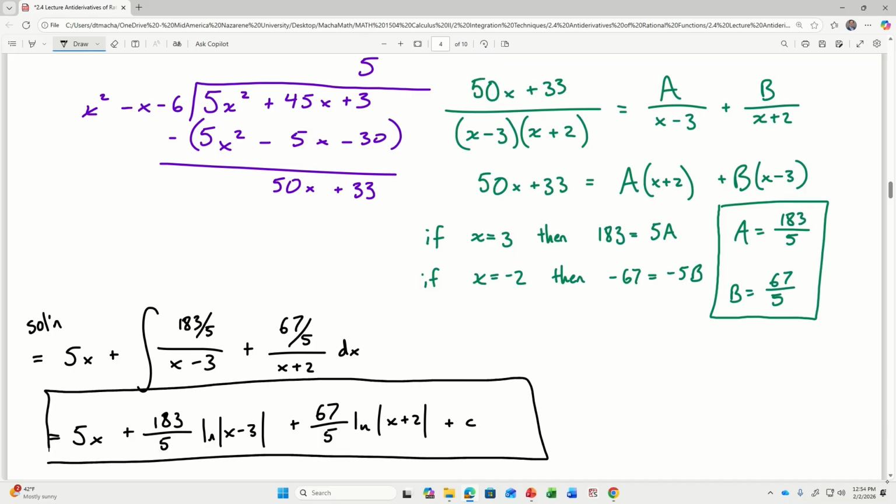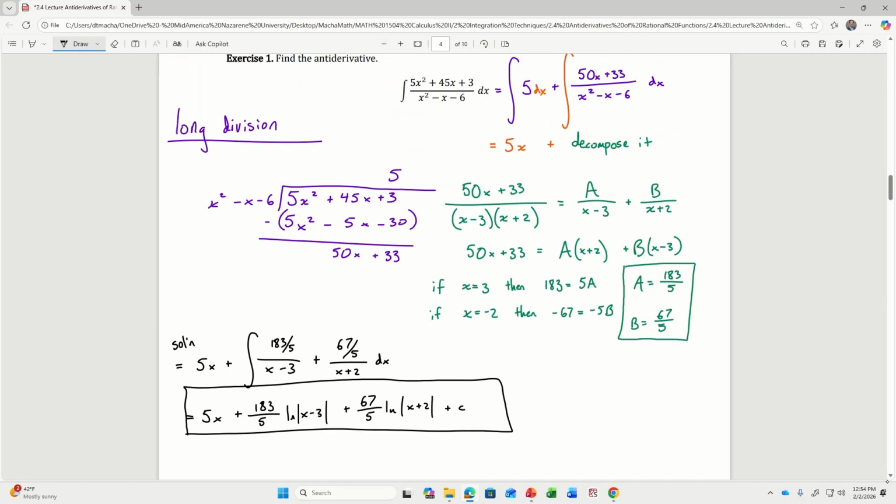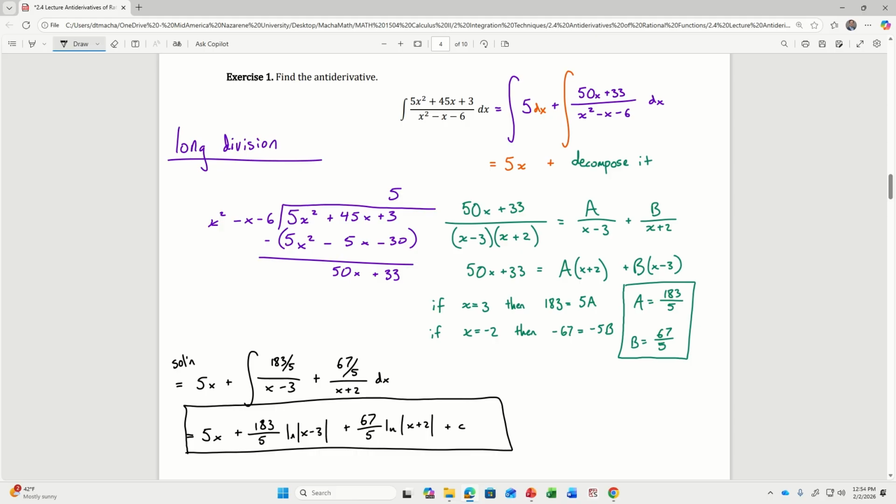So this was our first example where you had to start off by doing long division because it was an improper rational function. So we start off with long division. And then we had to use decomposition. If you just tried to go immediately to decomposing this, it's not going to work. You can't decompose an improper rational function. You got to make it proper first. So we do the long division. But other than that, it wasn't terribly difficult, I don't think.